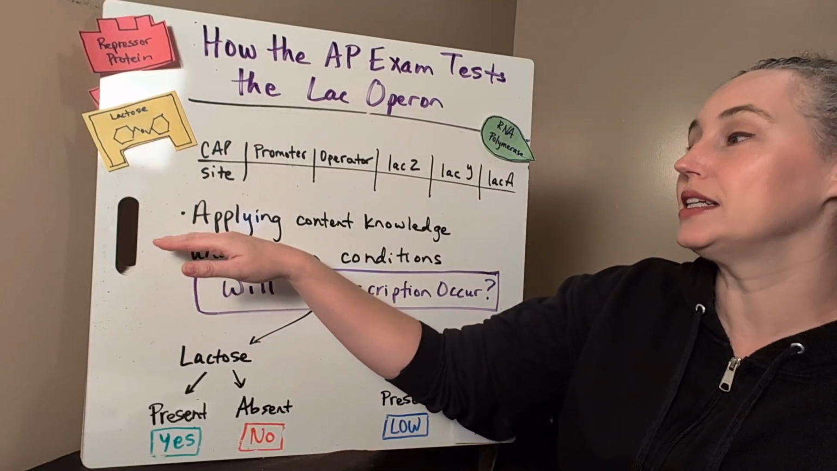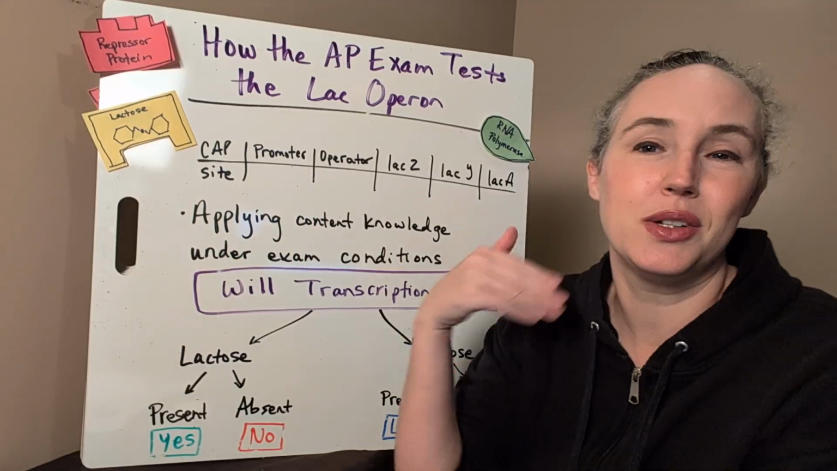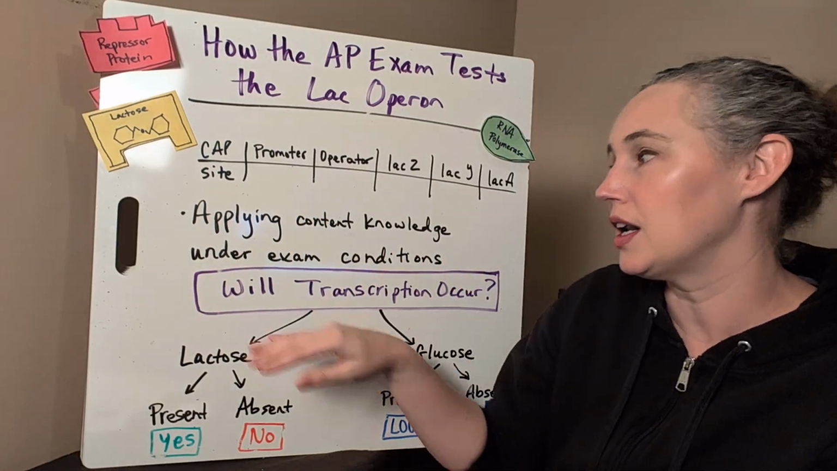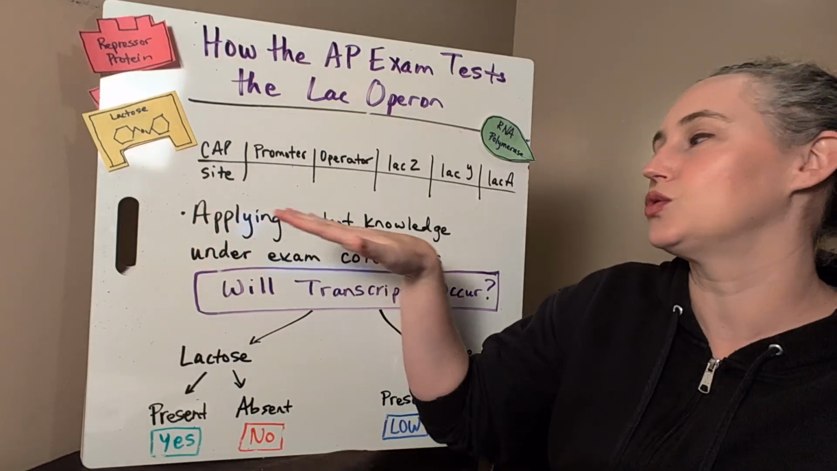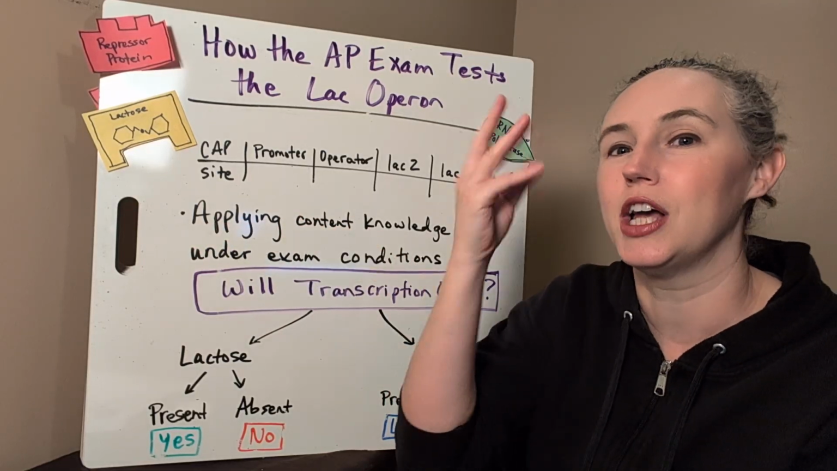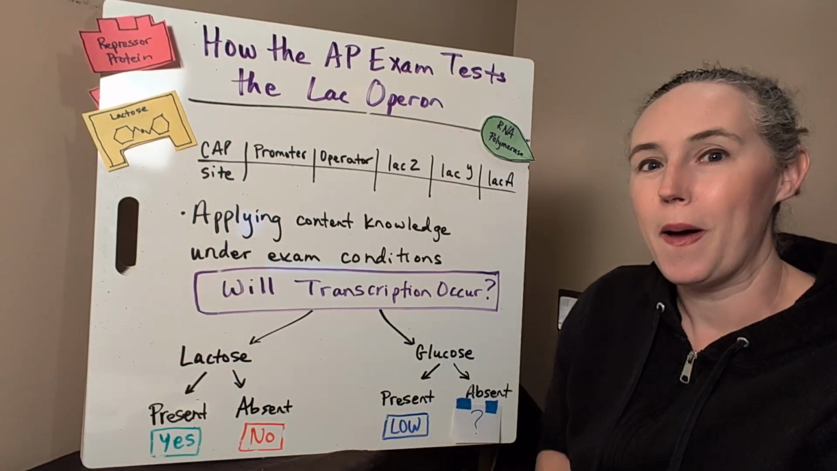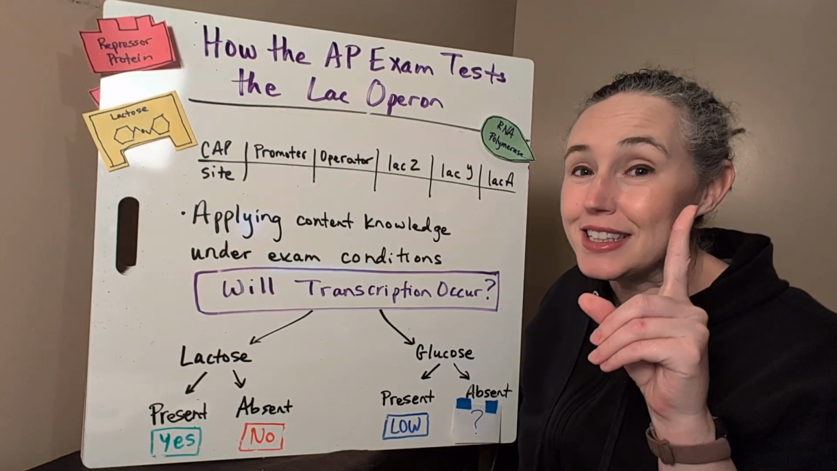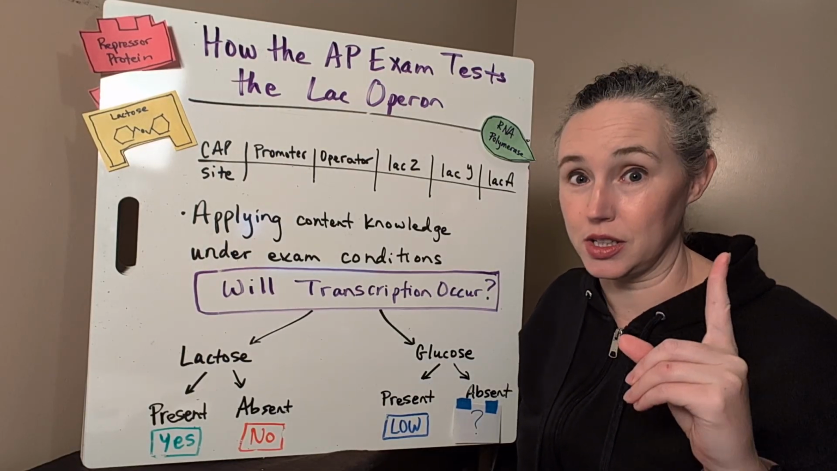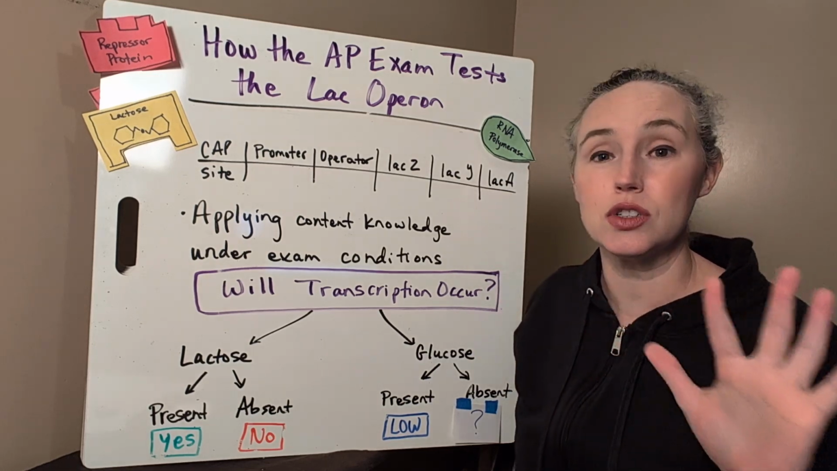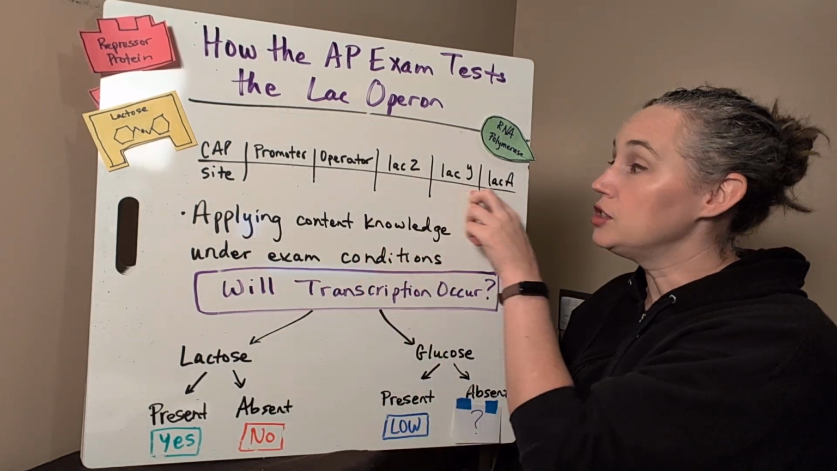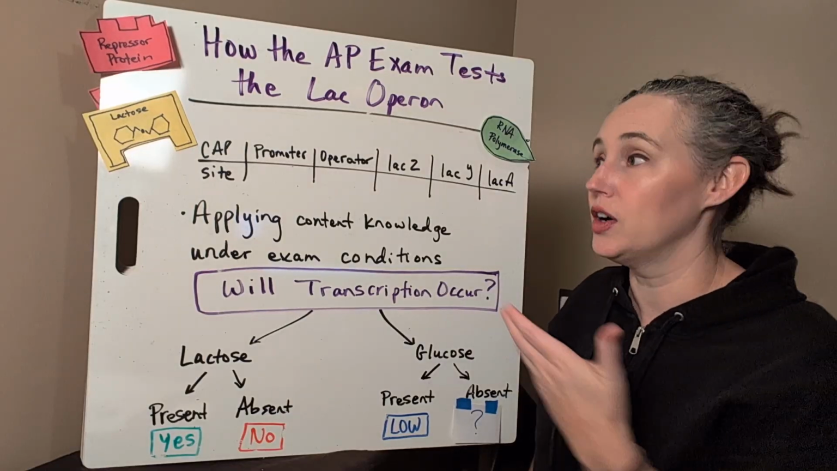The test is not just going to see if you know the parts or the functions of each part. It's going to ask you to apply your content knowledge in a test scenario. But what's great is that fundamentally, it's really just asking one question: given these different circumstances, will transcription of these structural genes occur?